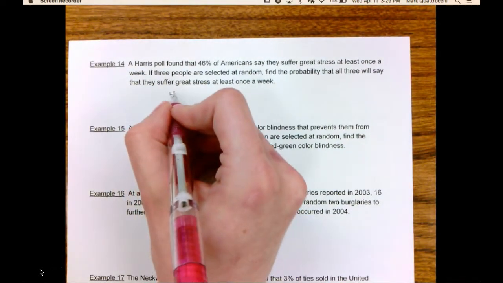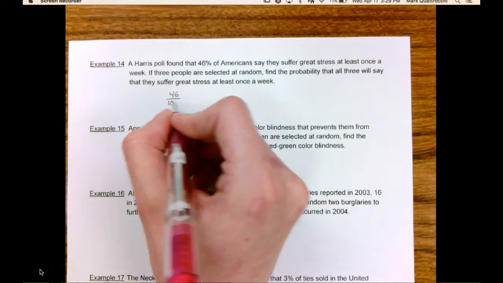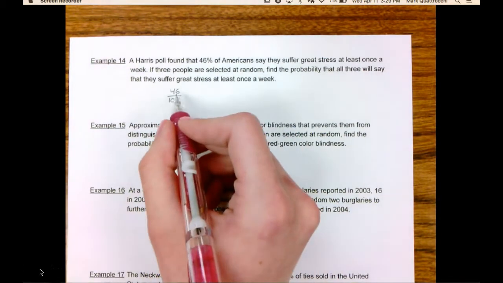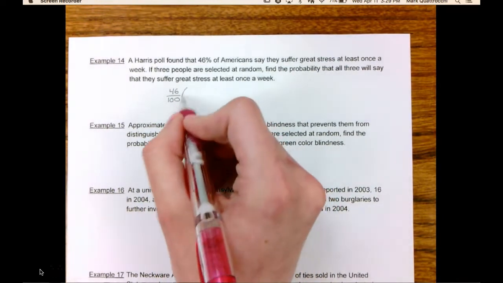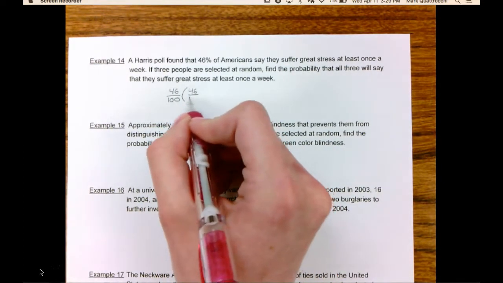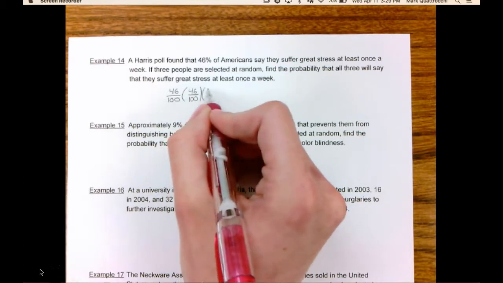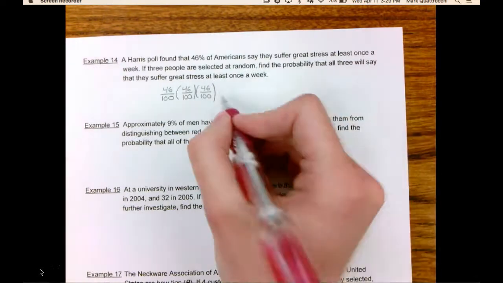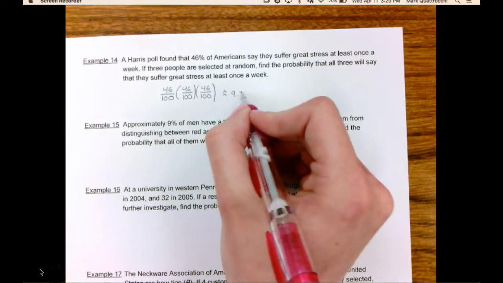So 46 out of 100 Americans say they suffer great stress. So that's the probability that the first person will suffer great stress. Similarly, 46 out of 100 is the probability that the second and third person will suffer great stress at least once a week. So 9.7%.